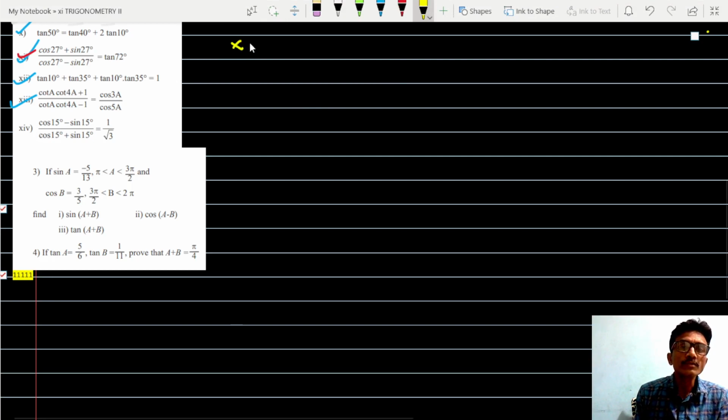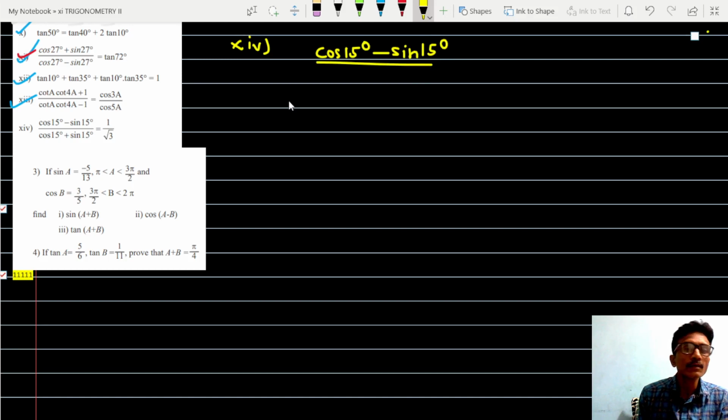Here sub question number 14: cos of 15 degree minus sine of 15 degree upon cos of 15 degree plus sine of 15 degree. We want to show it is equal to 1 upon root 3.